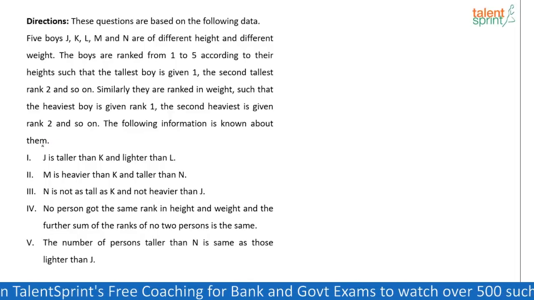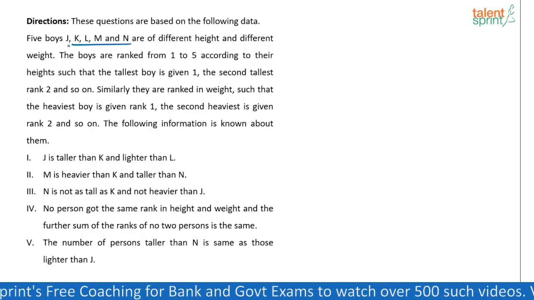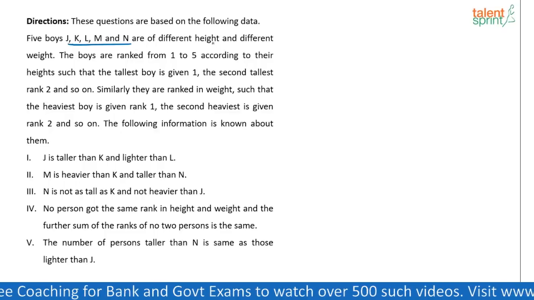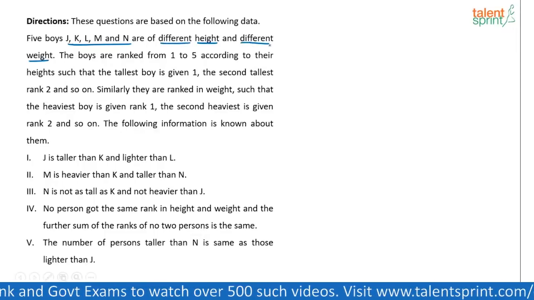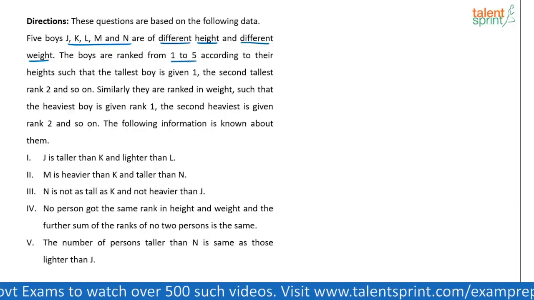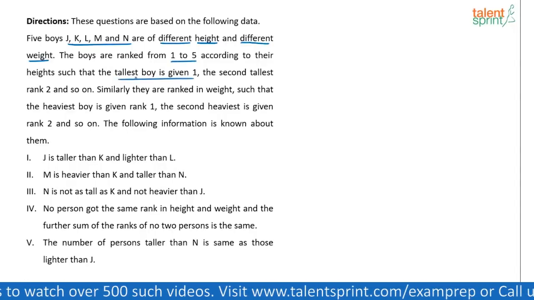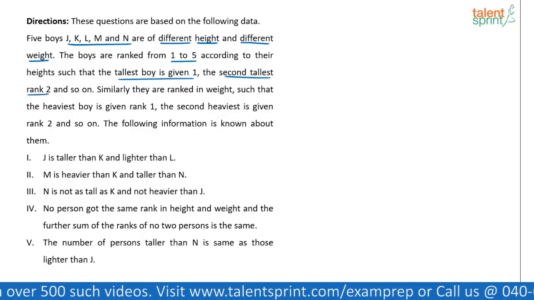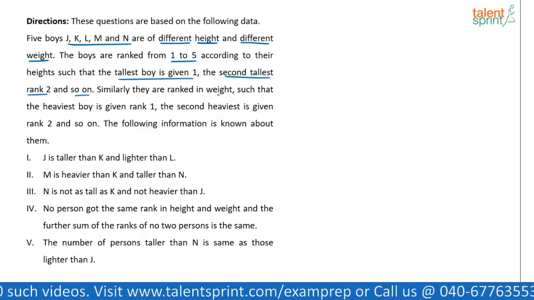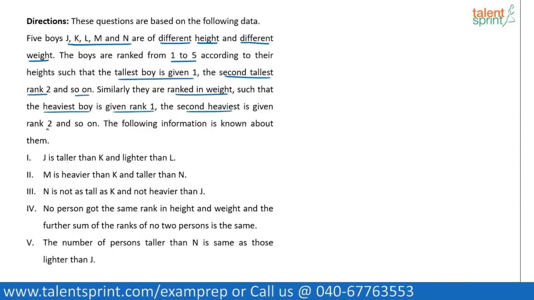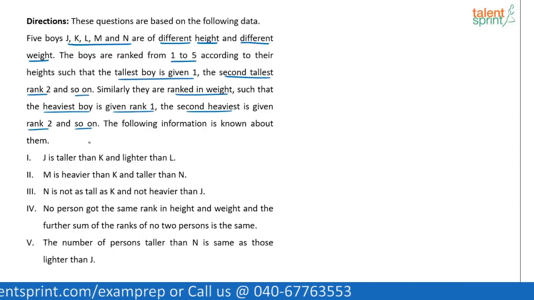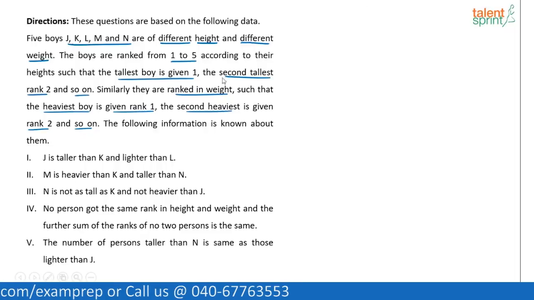So basically, we have 5 boys here, J, K, L, M and N, who have been ranked based on their heights and weights. Remember, they have all got different heights and different weights. Now they are ranked 1 to 5 according to their heights. So the tallest boy will be given rank 1, second tallest will be given rank 2, and so on. Similarly, in terms of weight also, the heaviest boy will be given rank 1, second heaviest will be given rank 2, and so on. Now you got to understand the terminology a little bit.